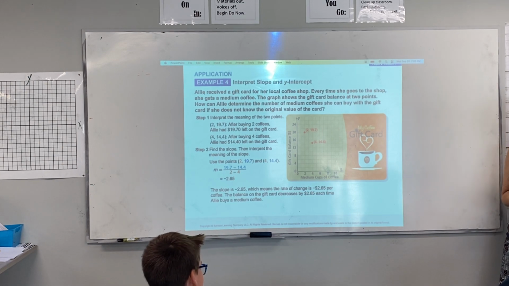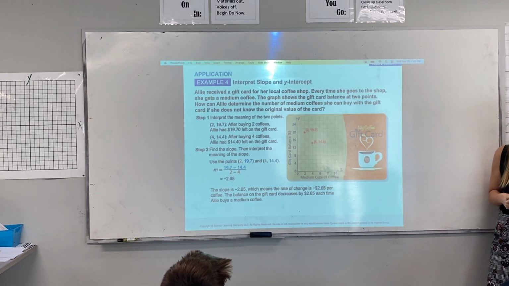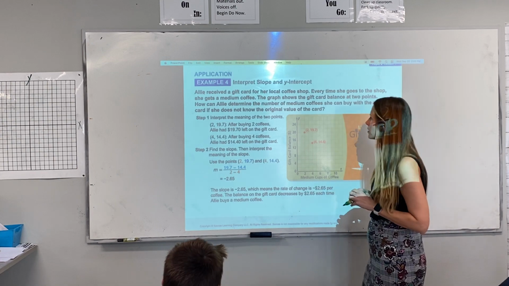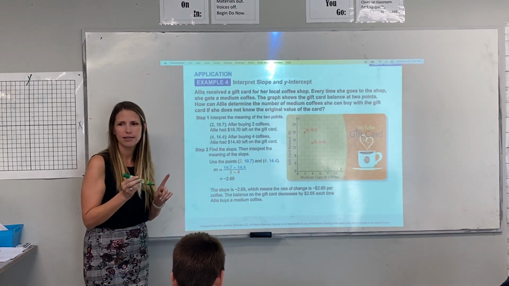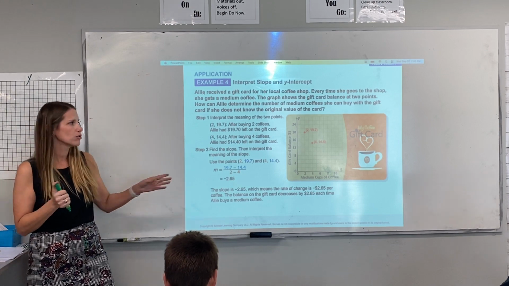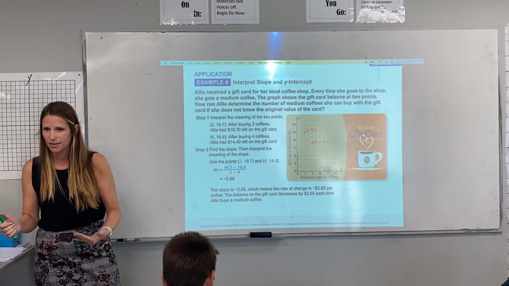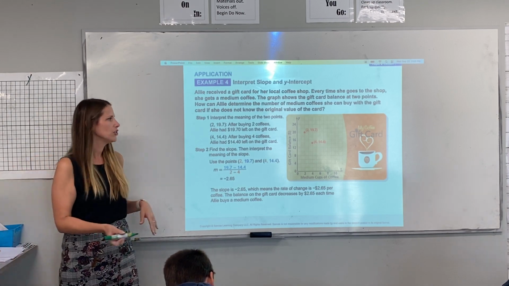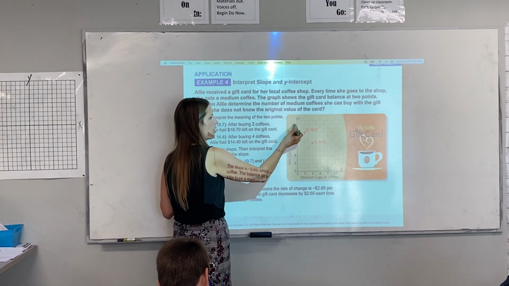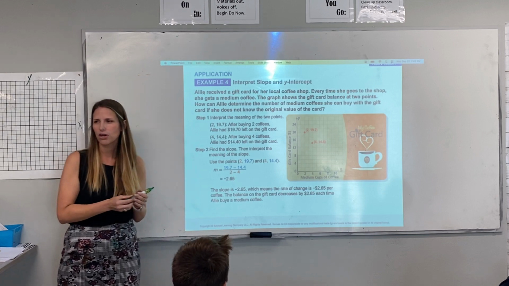All right. So every time she goes to the coffee shop, she spends the same amount. The graph shows the gift card balance at 2 points. It doesn't show the starting balance. It shows 2 points on the line. Do you agree that I could draw a line here and take a good guess at what the starting amount of the gift card was?